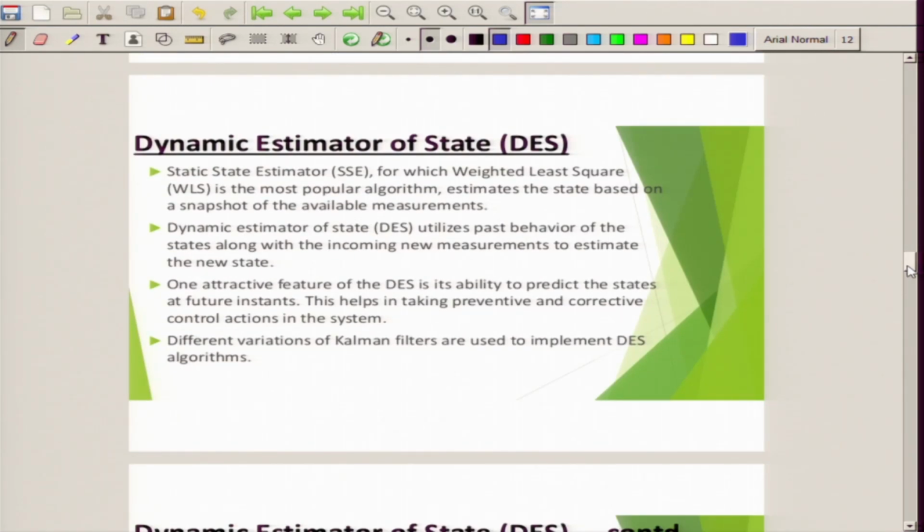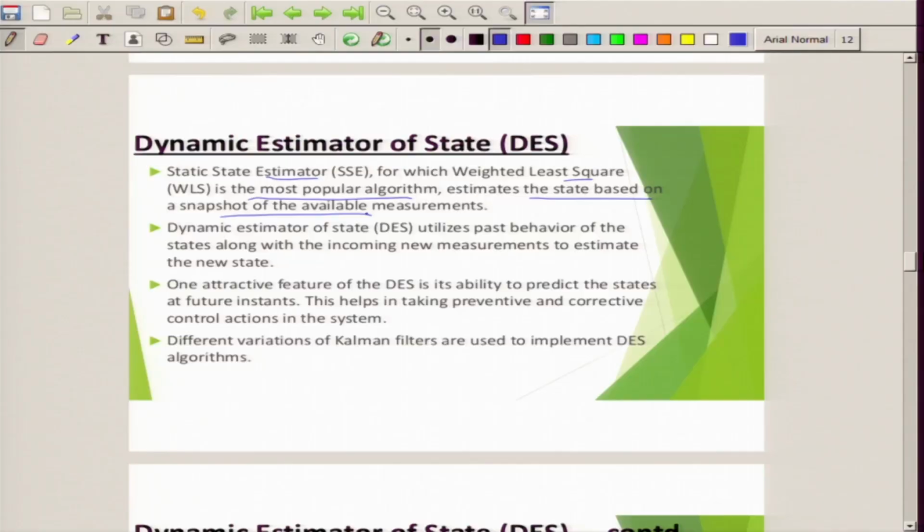So now let us move on to something very interesting, which is a dynamic estimator of states. A static state estimator, for which weighted least square is the most popular algorithm, estimates the state based on a snapshot of the available measurements. You get a measurement, apply it to the state estimator, that's what we call a static state estimator, and then you get the estimated states.